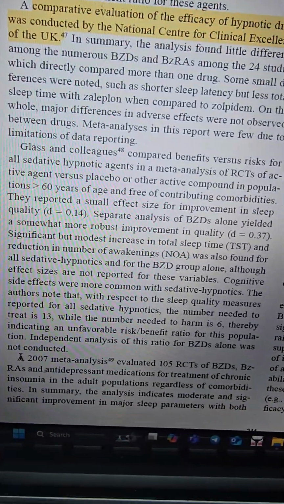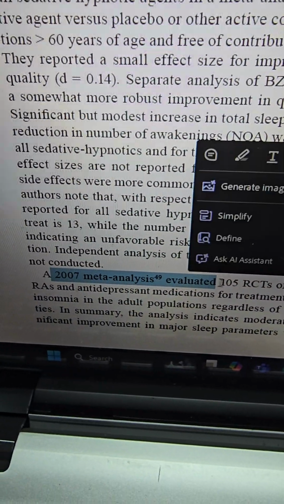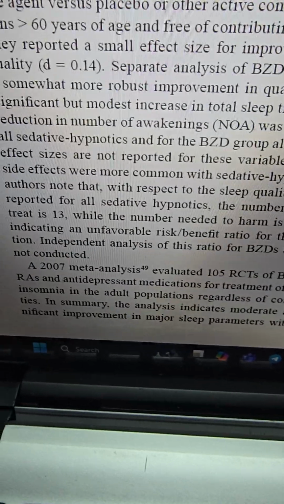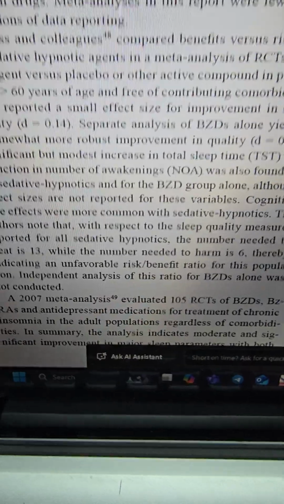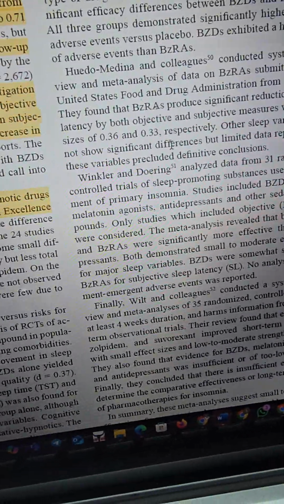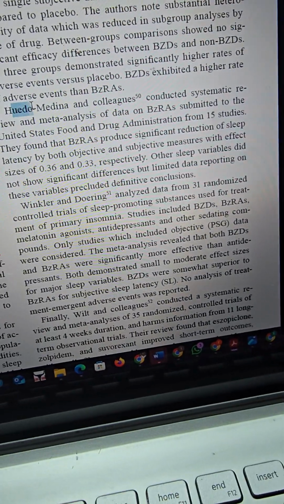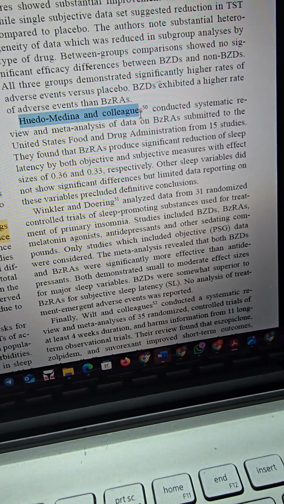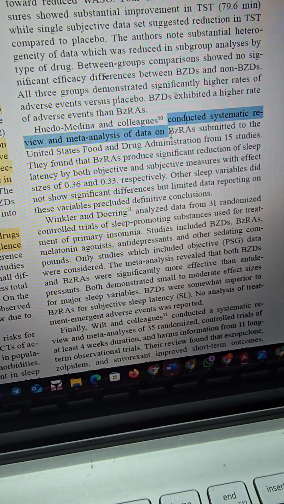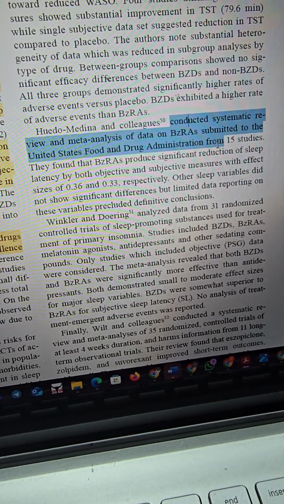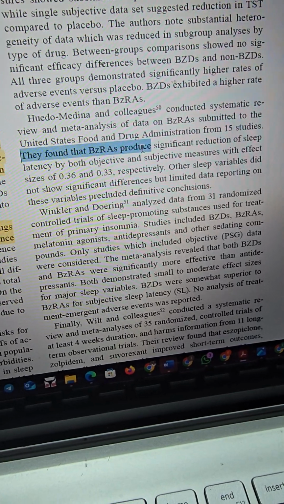Again, a 2007 meta-analysis evaluated 105 randomized clinical trials. You see again the same pattern repeats itself, and what they found. If we keep going to the next slide of the graph, and all of them, Hudo, Medina, and colleagues conducted. So they first discuss who did the study, what study they did, and why they did the study, where they did the study, all right, and then what they found in the study.